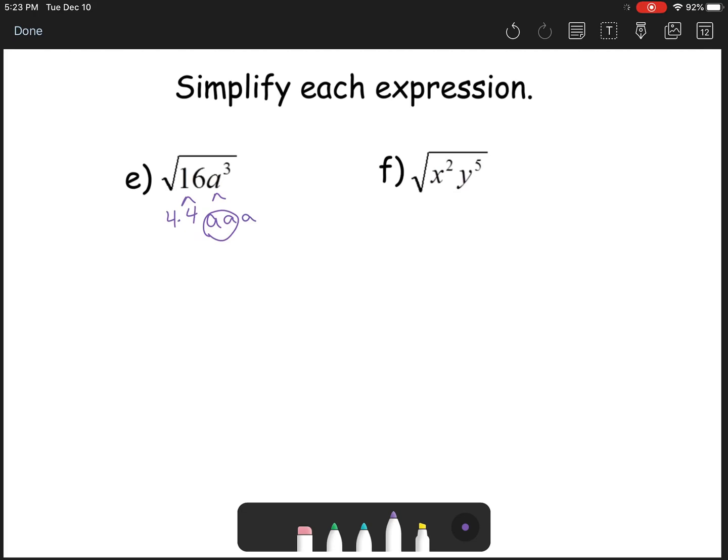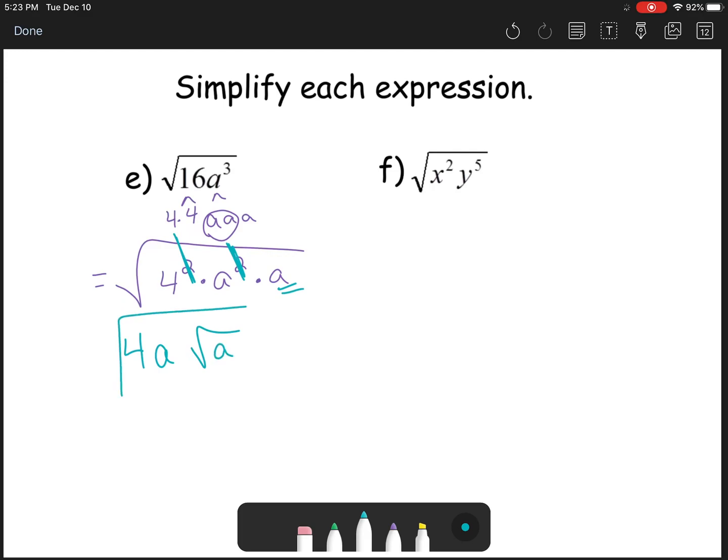16, remember, is 4 times 4. So we could really write this as 4 squared times A squared times A. And now we can simplify. Well, the square root of 4 squared is just 4. The square root of A squared is just A. And we can't take the square root of A by itself, so that's just stuck inside the radical forever. 4 times A times the square root of A is our answer.